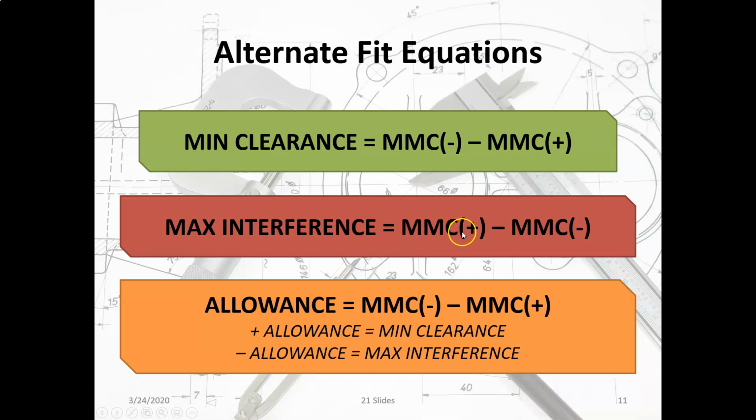Max interference, MMC of the positive feature of the shaft minus the MMC of the negative feature of the hole, and then allowance. So this is an easy way to remember it. The minimum clearance is just a difference in MMCs. Maximum interference, the same difference in MMCs. You just got to make sure that you don't have a negative number. So if you get a negative number, that just means you got these in the wrong order. The allowance, hey, that can be positive or negative. If you get a negative number, then it's max interference.